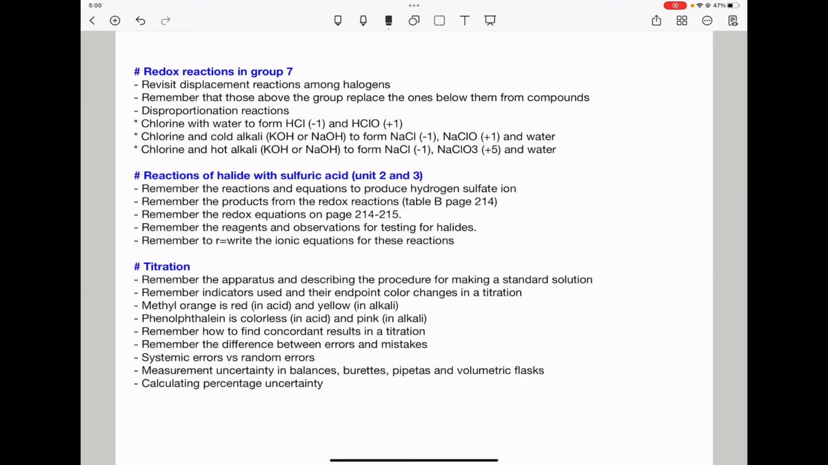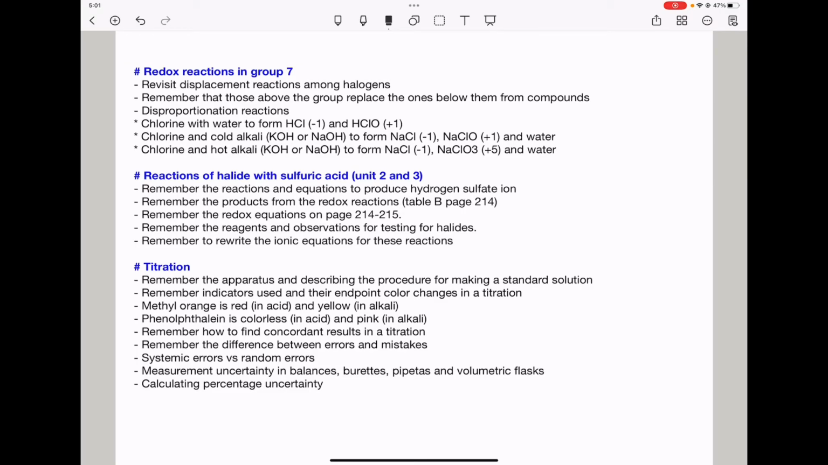They can ask about reactions of halides with sulfuric acid. These are very common. They can come in Unit 2 as well as Unit 3. So remember the reactions and the equations that produce hydrogen sulfate ions. Remember, for production of hydrogen sulfate, these are not going to be redox. However, there are other redox reactions as shown in Table B on page 214. So remember those reactions, 214 as well as 215. In the table, they show the products, but the reactions are on page 214 and 215. So remember the observations when these halides react with sulfuric acid. Remember to write the ionic equation for these reactions.